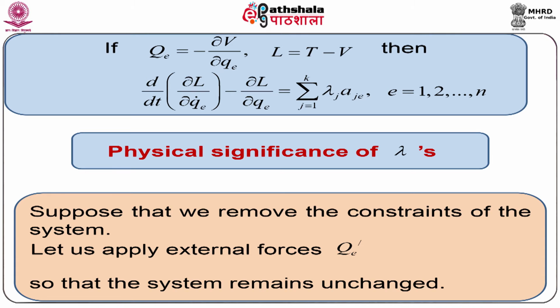Let us obtain the physical significance of the parameters lambda. Suppose we have removed the constraints of the system. To keep the system unchanged, we have to apply external forces. Let the external forces be Q_e dash. As a result, the system will be unchanged.